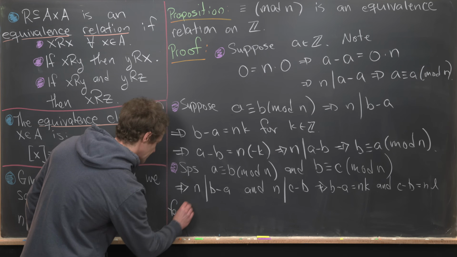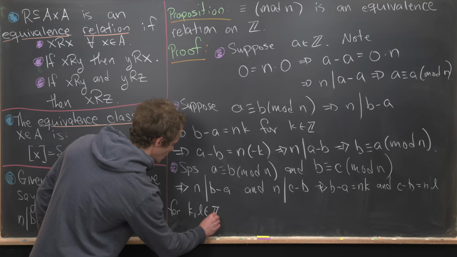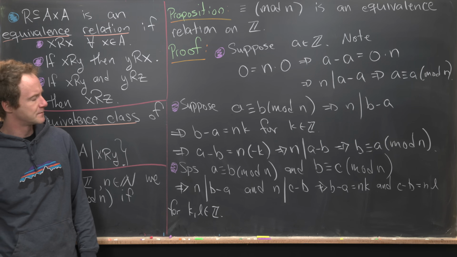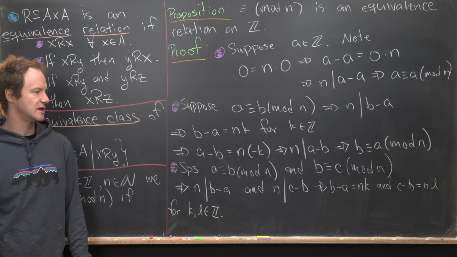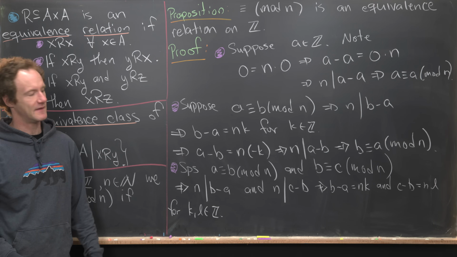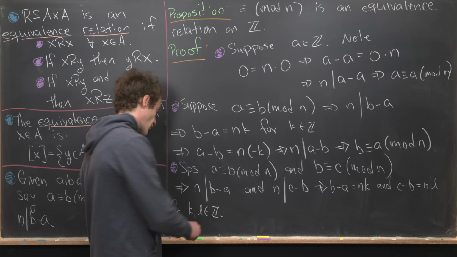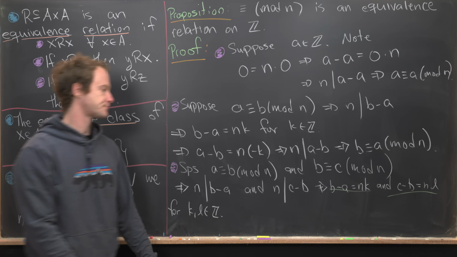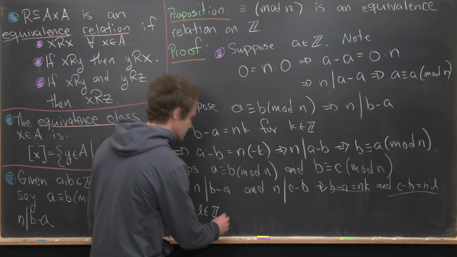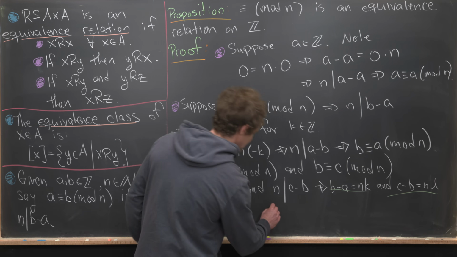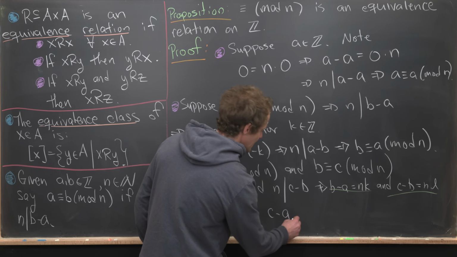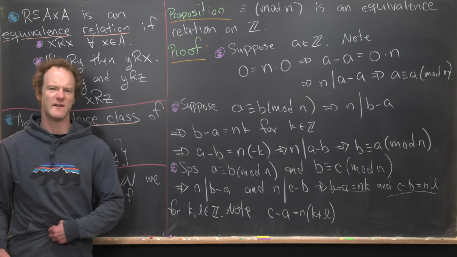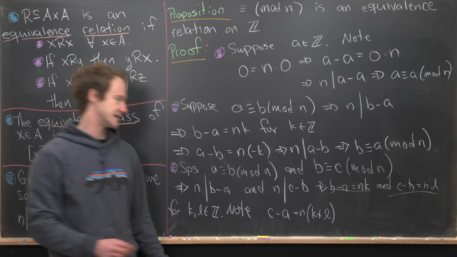And this is going to be for some K and L, which are integers. But what can we do from here? Well, remember, we want something just involving A and C and then a multiple of N, but we can grab that by adding these two equations. So notice if we add these two equations, we can see that C minus A is the same thing as N times K plus L, where I factored an N out of the right-hand side.